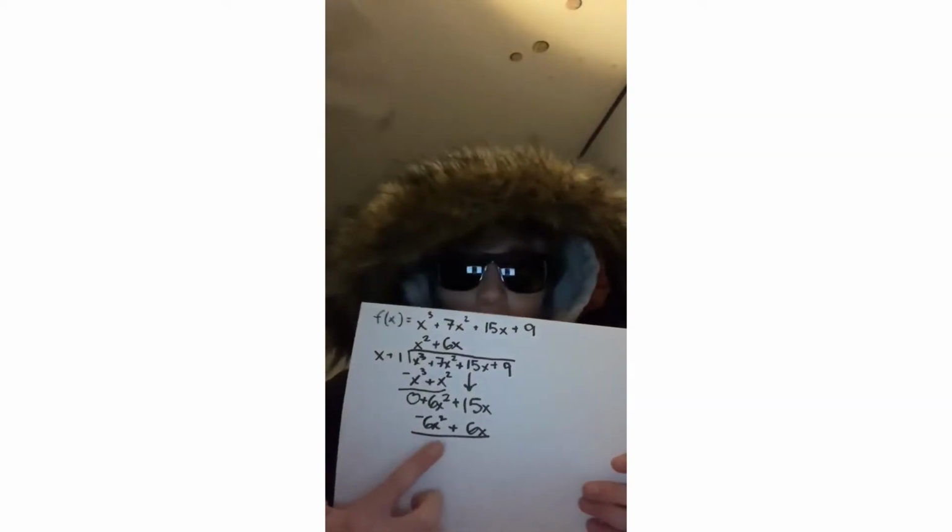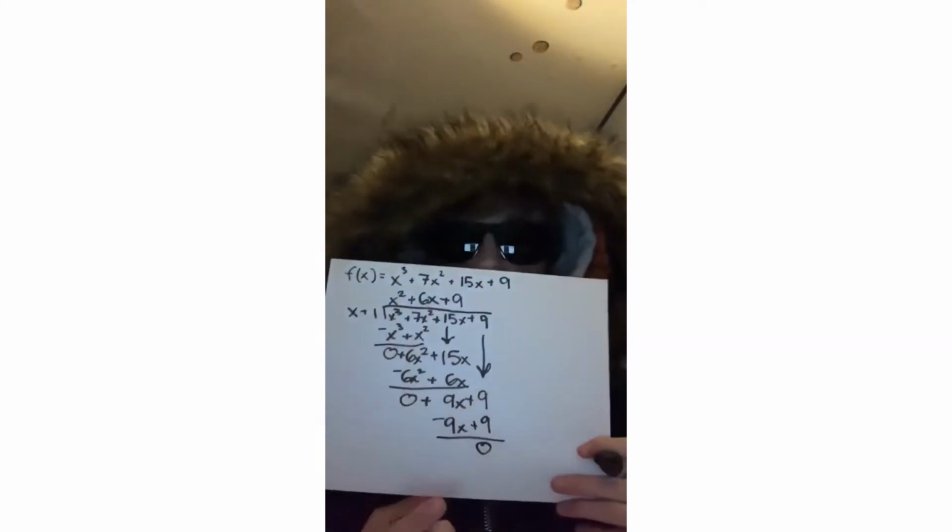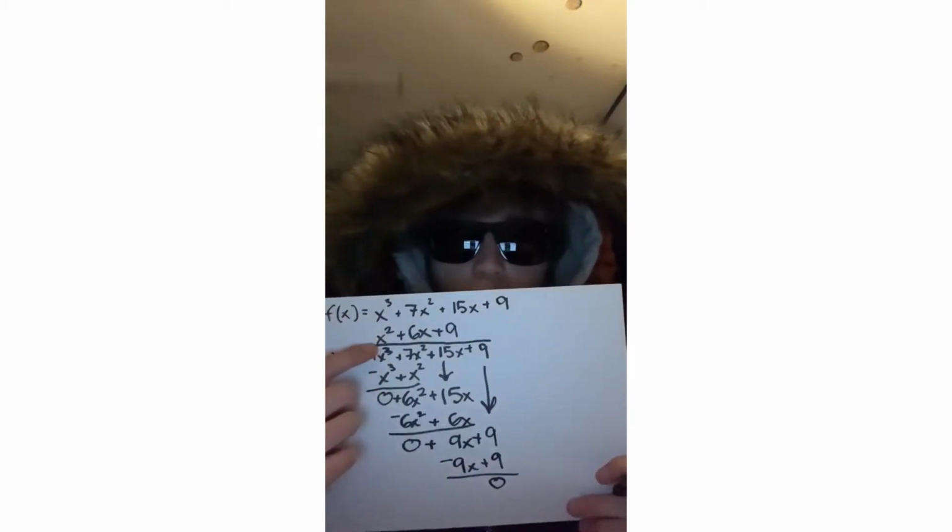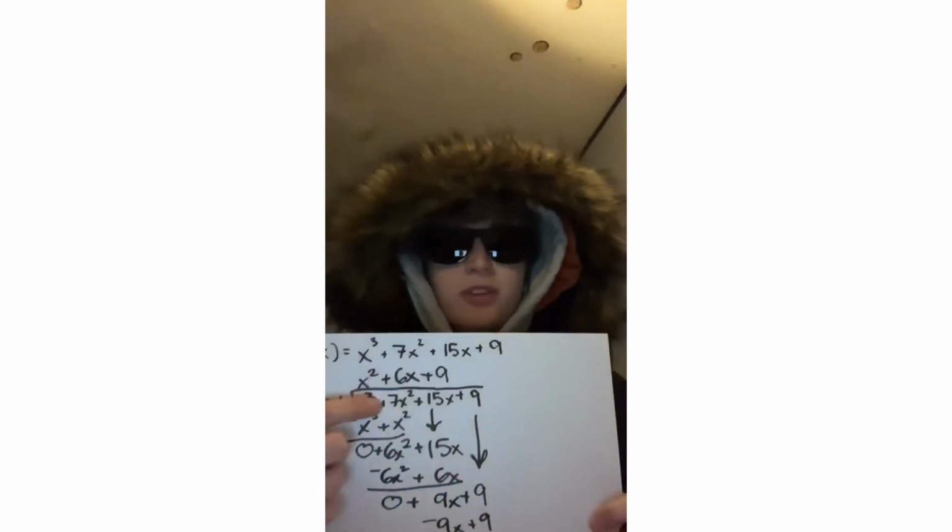And then just subtract like terms again, and the 6x squareds cancel out, and we're left with 9x plus 9. And then from there, you multiply x by 9 to get 9x, so plus 9, and then 1 times 9 would also be 9. We subtract 9x plus 9, and we are left with a remainder of 0. And so the answer would be x squared plus 6x plus 9.